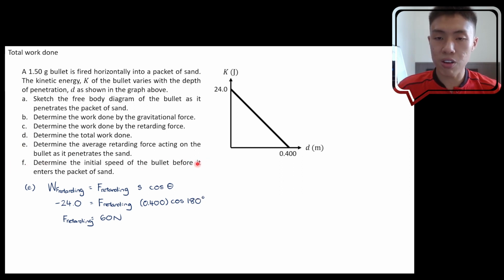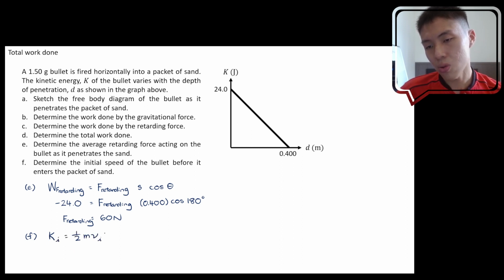Determine the initial speed of the bullet before it enters the packet of sand. You have the initial kinetic energy. They want the initial speed. Kinetic energy and speed are related by half m v squared, right? So in order to find the initial speed, you can say K initial is equal to half m v squared, but this v will be the v initial. So if you have the initial kinetic energy to be 24, and you have the mass which is 1.5 gram, you are able to find the initial speed.